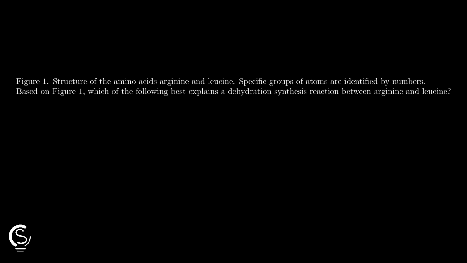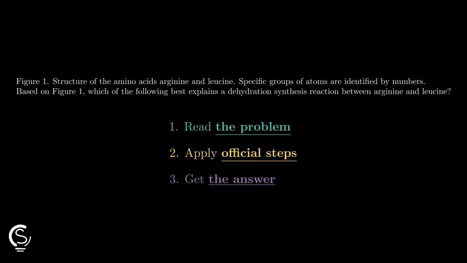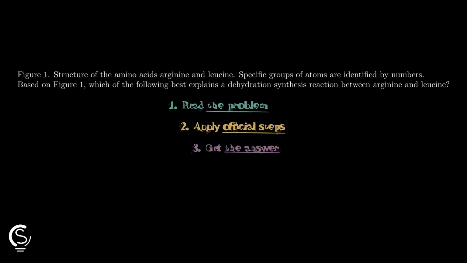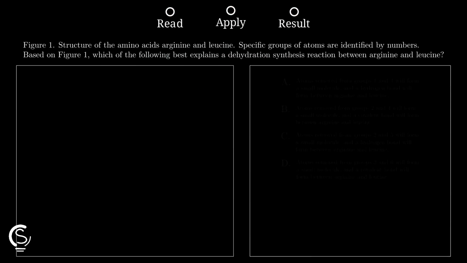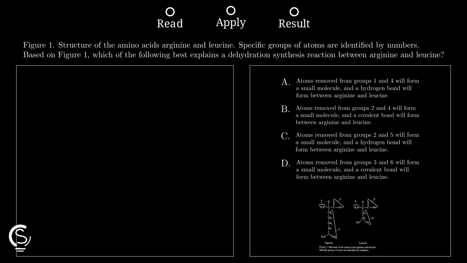I got your back. Amino acids like arginine and leucine connect through dehydration synthesis, and we need to find the exact groups involved to solve this biology puzzle quickly. Dehydration synthesis happens when a carboxyl group and an amino group react to form a peptide bond. We must identify which numbered groups in the diagram represent these specific functional parts.